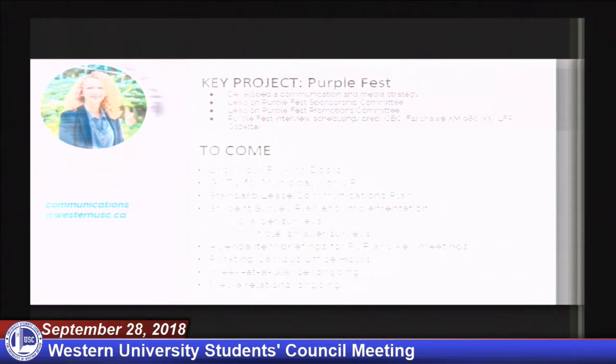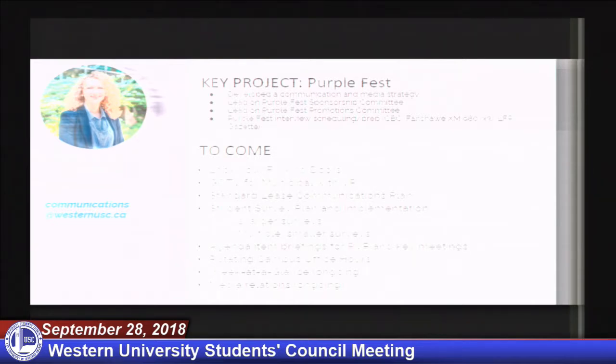I was the lead on the Purple Fest sponsorship committee as well as the Purple Fest promotions committee. I also coordinated all of the interviews and prepped our speakers for the various Purple Fest interviews that we have done so far, as well as developed a communications and media strategy for Purple Fest. And to come, lock your doors. It will be launching before reading week. If you could make sure to actually lock your doors, that'd be great.